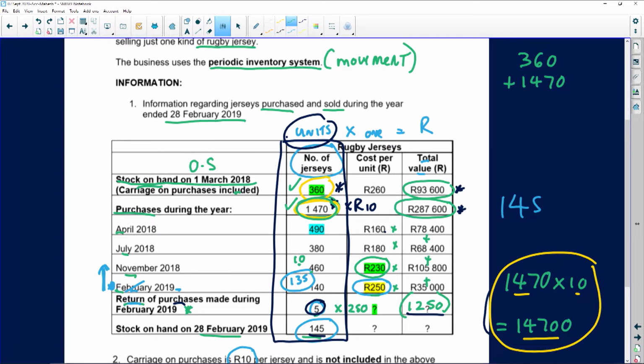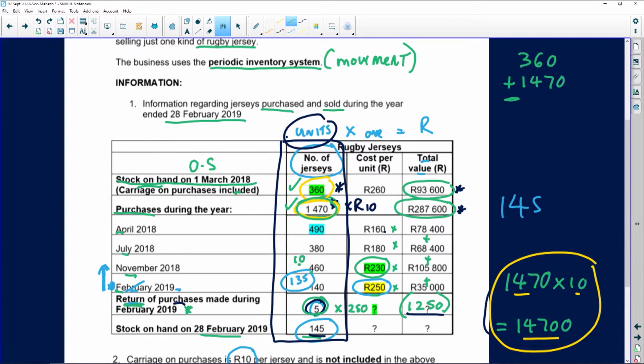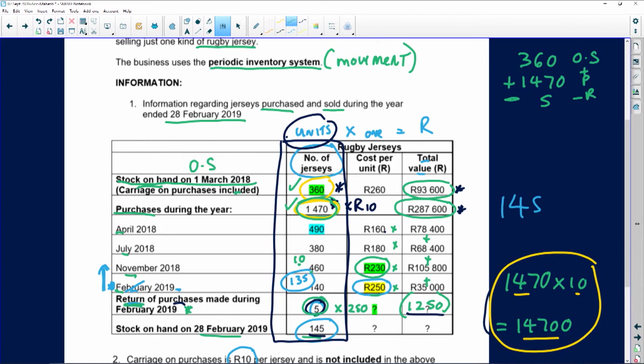Then I returned 5 jerseys that I purchased in February. So obviously returning of jerseys, those jerseys are now leaving my shop. So the number of jerseys I have is now going to decrease by 5. Okay, so what have I done? I took opening stock, what I had at the beginning of the year. I then added purchases, what I bought during the year, minus what I returned.